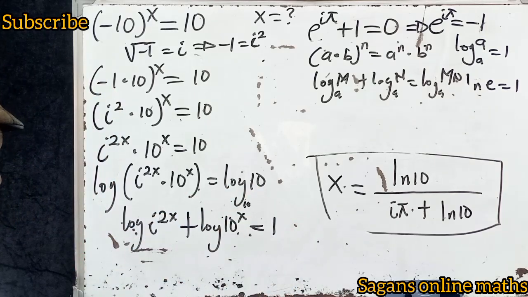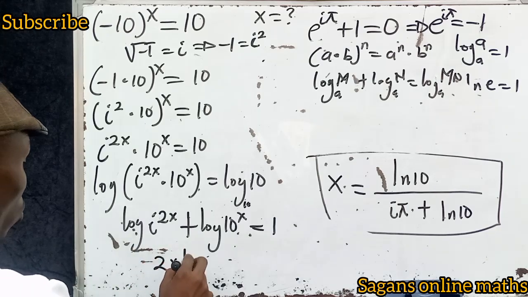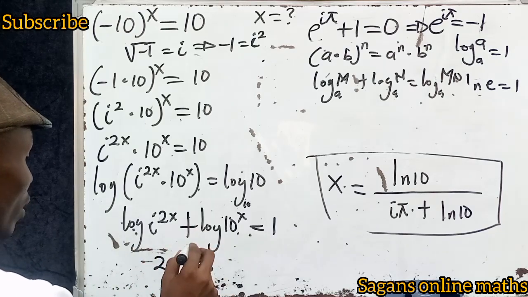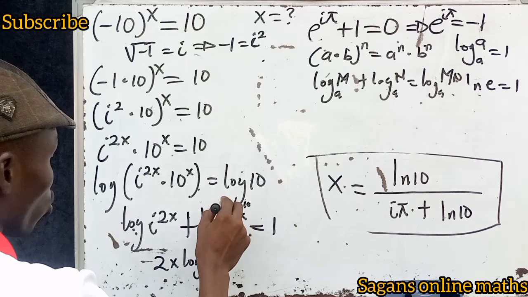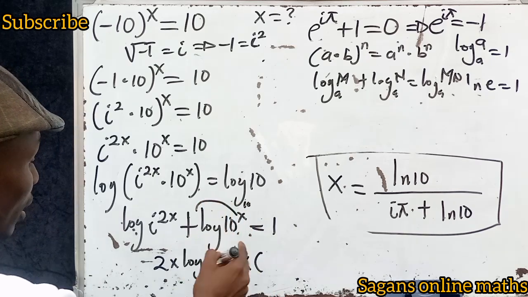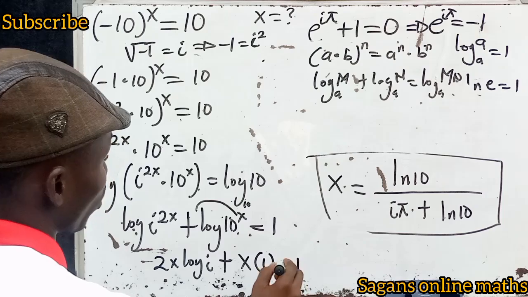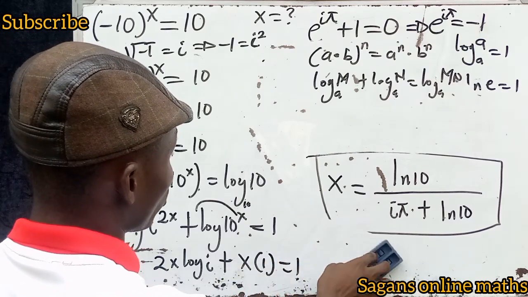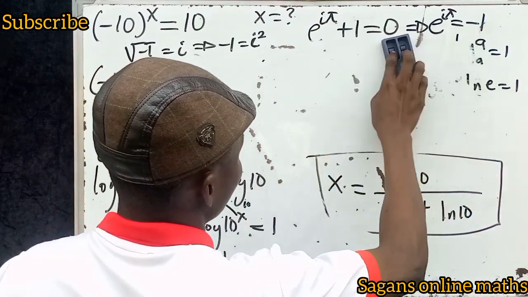Okay, that's beautiful. And this power can also go back to multiply the log, as 2x log i. Then this x can also go back here to become plus x times log 10 base 10, which is 1. All this equals 1. Wow, this is pocket genius, right? Amazing. I love this, right?